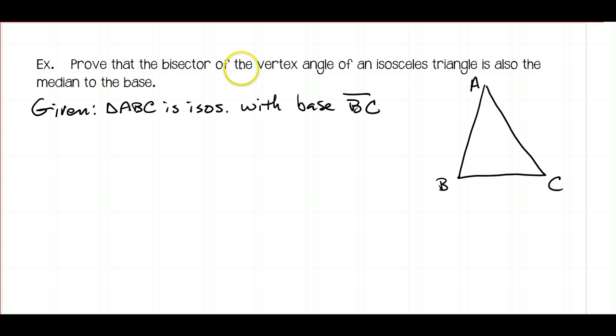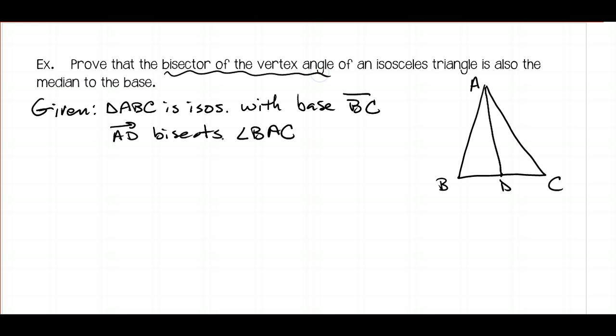Alright, it says prove that the bisector of the vertex angle. So now that I know that BC is my base, I know that AC, I'm going to put a point down there, or A is my vertex. So I'm going to draw the angle bisector of that vertex angle. So I know that ray AD bisects angle BAC. So the bisector of the vertex angle, I have that. I have the isosceles triangle, so those are my keywords. Those are my given, that's my given information.